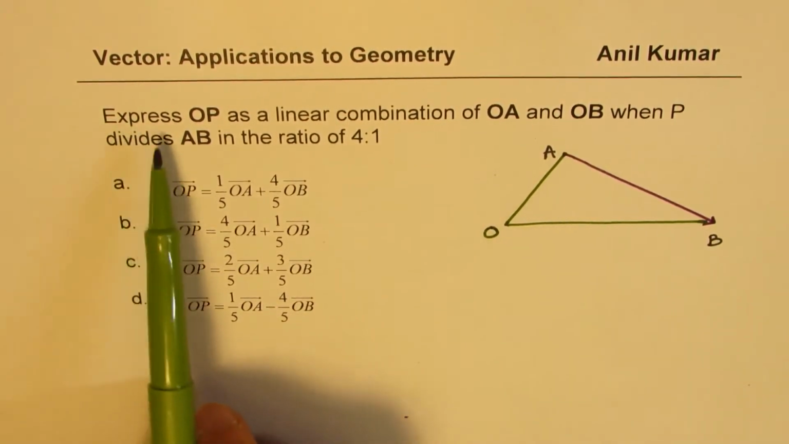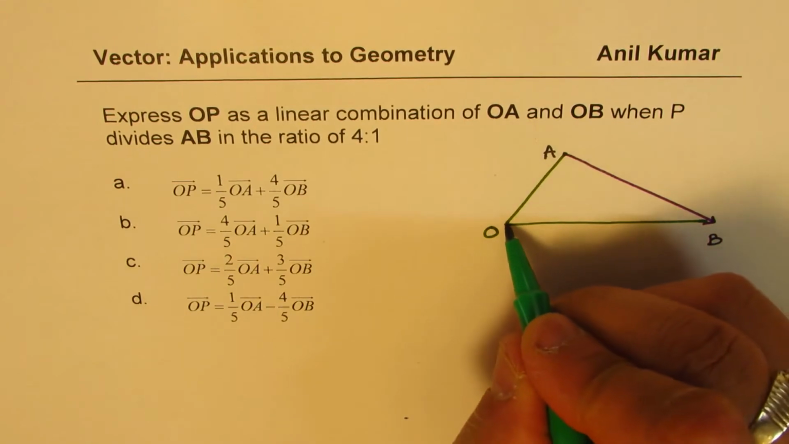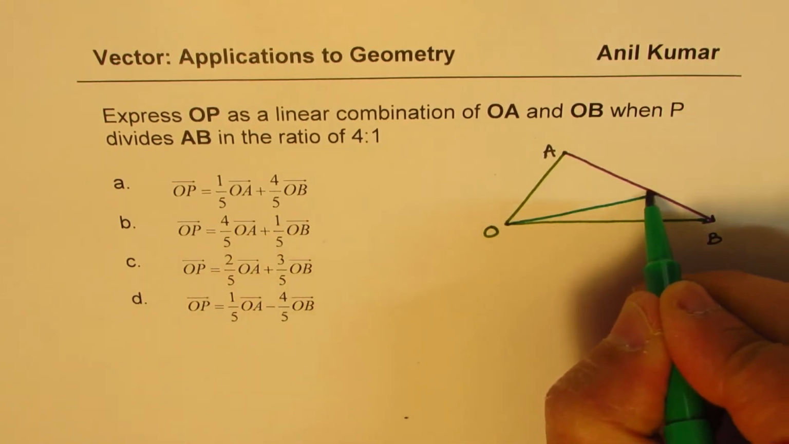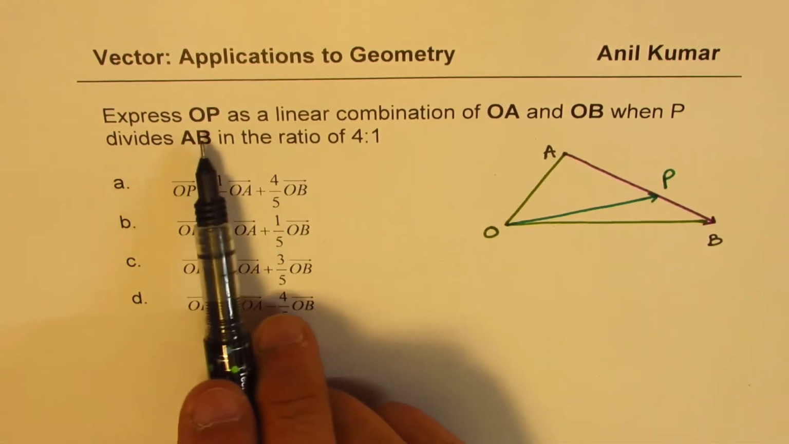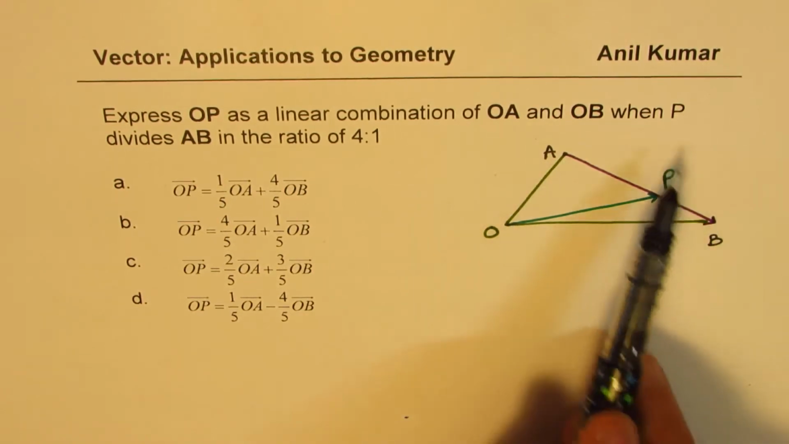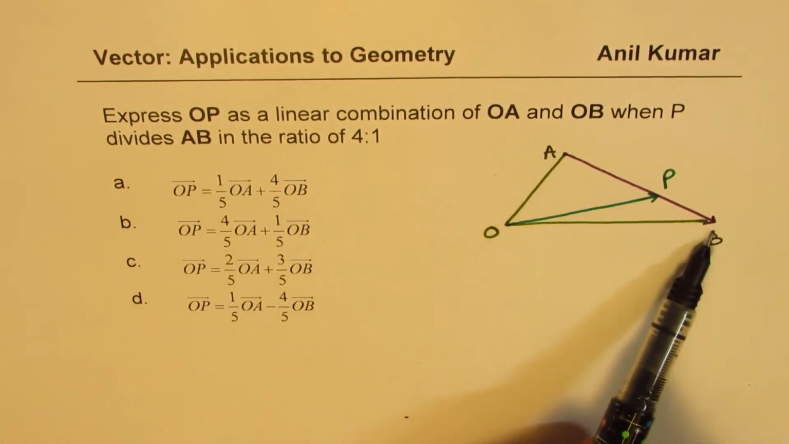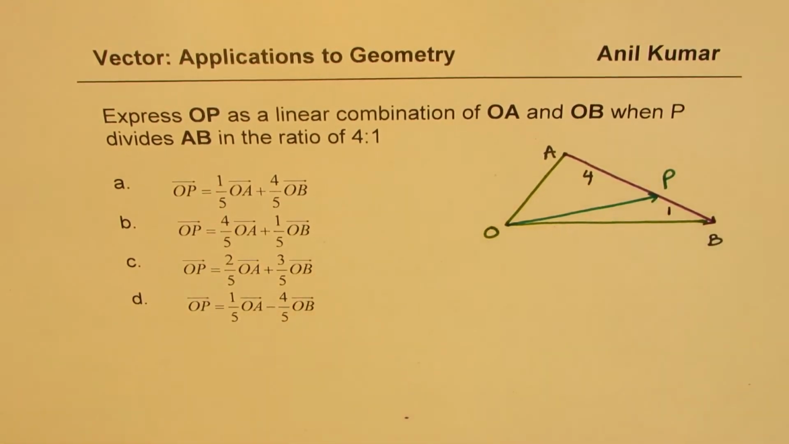Now it makes sense. Express OP. So P is some point in between. Okay, let's do it like this. So that is P for you. So express OP as a linear combination of OA and OB when P divides AB in the ratio of 4:1. So this is 4 and this is 1. Okay? That's the question for you.